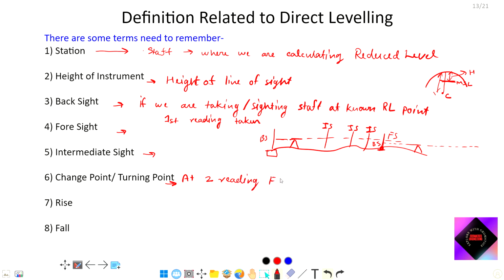One is the foresight and another one is the back side for determining the further calculations. Another one is the back side, and so on.